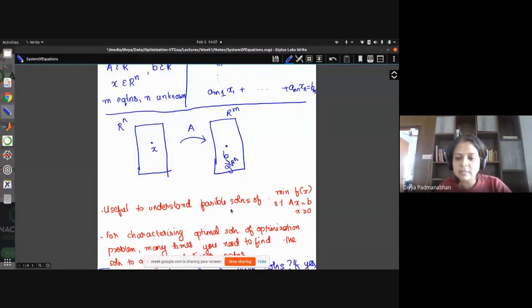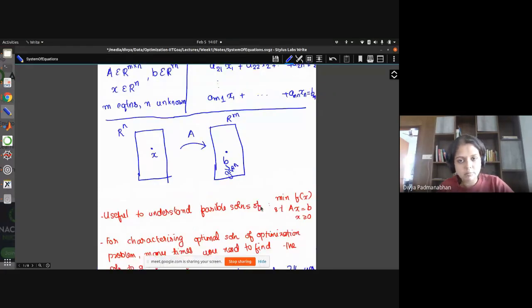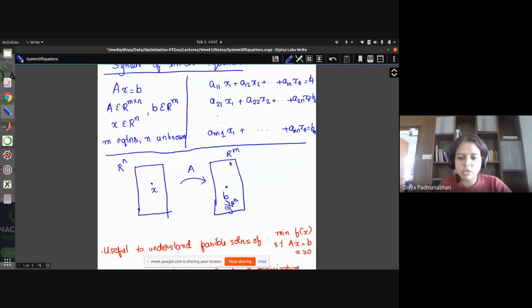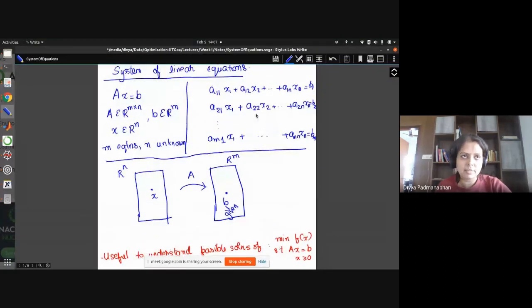Now, the other thing is that even though you may not have an optimization problem exactly in this form, many a time to solve optimization problems, you end up having a characterization. You'll see this later on in the course, and the characterization will involve some system of equations of this form. So in order to get the solution to an optimization problem, you will invariably end up solving some system of linear equations. That's why it's really important to understand this.